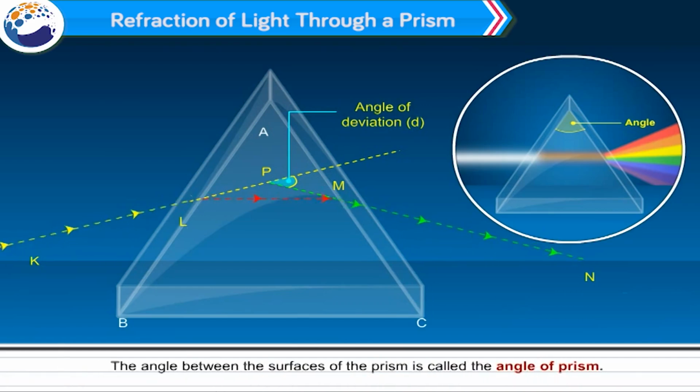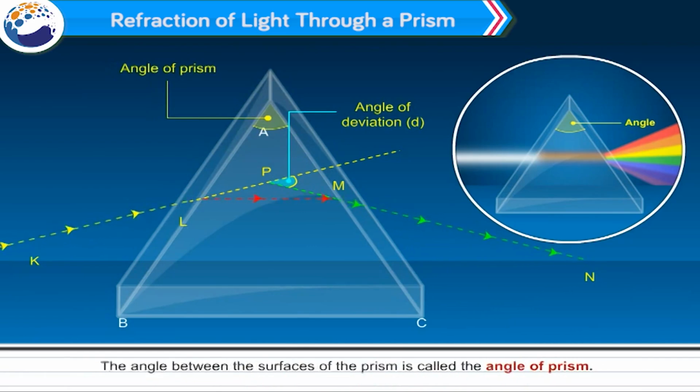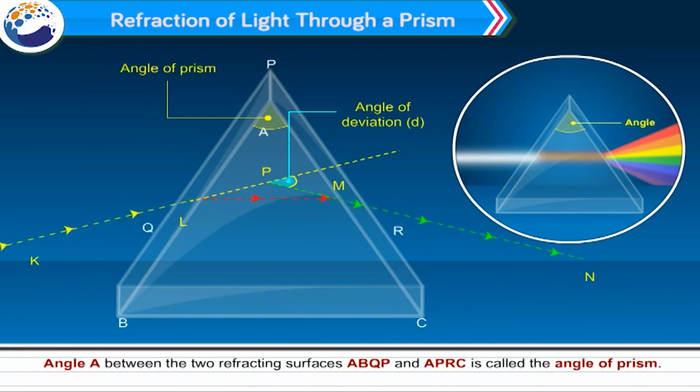The angle between the surfaces of the prism is called the angle of prism. Angle A between the two refracting surfaces ABQP and APRC is called the angle of prism.